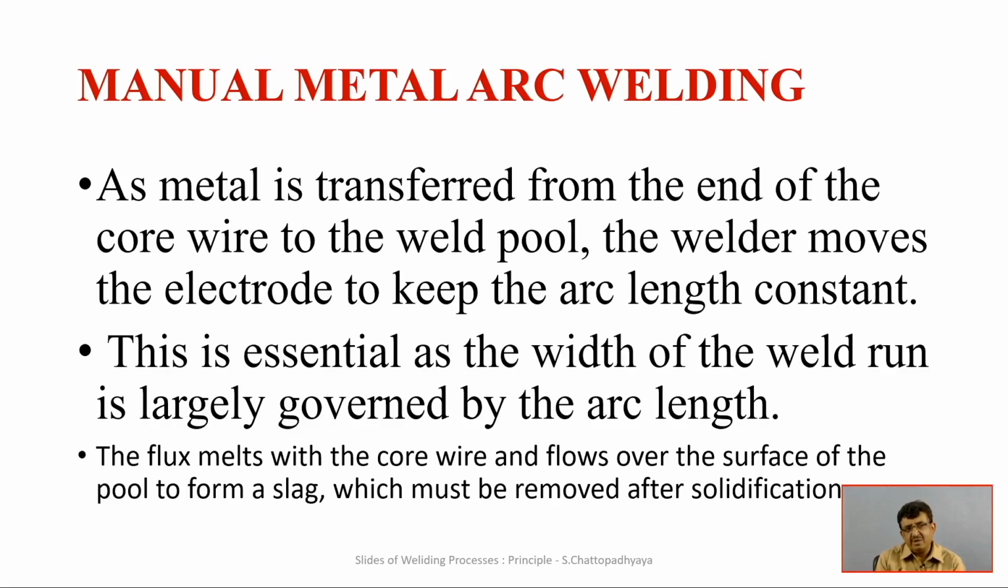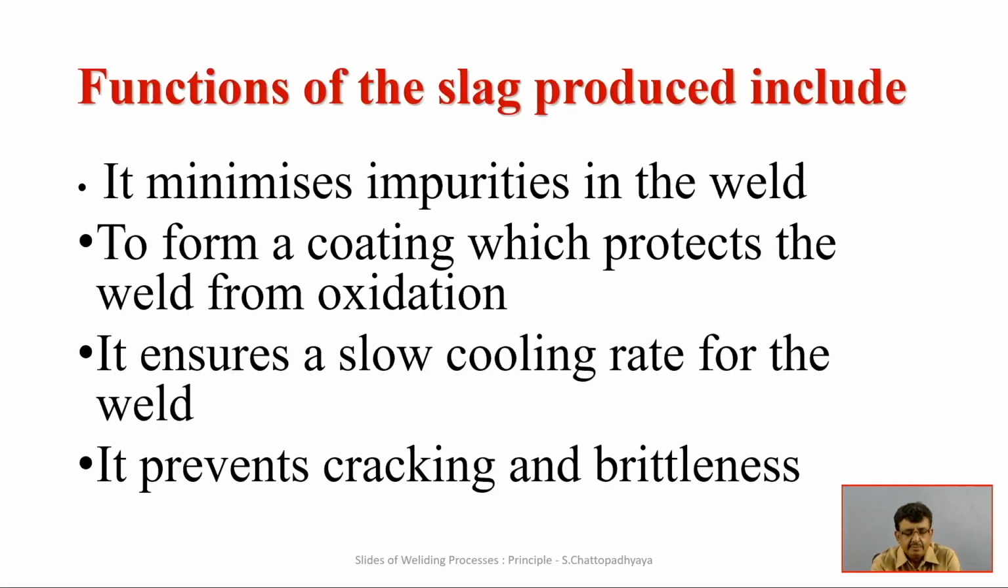The flux melts with the core wire and flows over the surface to form a slag, and this slag is chipped out and removed after solidification. The slag formation is such that it can be easily detached from the weld pool, and it is removed by chipping. The functions of the slag produced, the advantages of using it: it minimizes the impurities in the weld. With this flotation process, it takes away all the floating impurities in the weld.